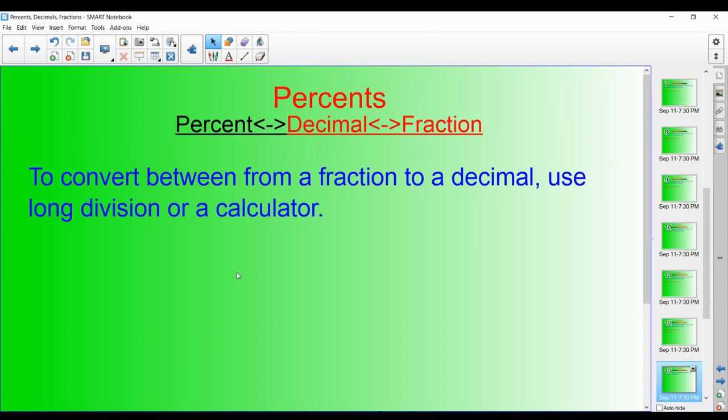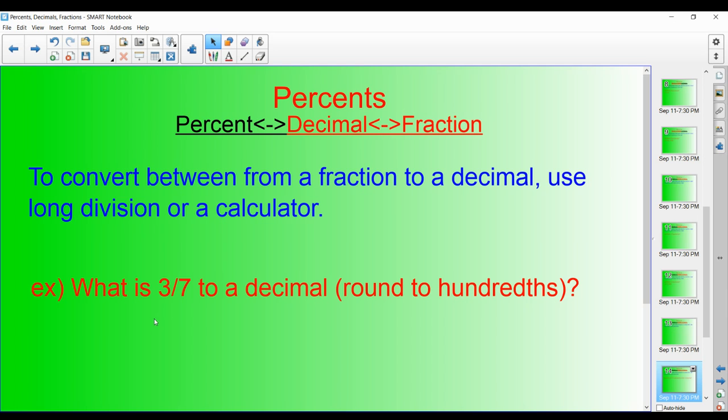Now, to go from a fraction to a decimal, if we can read it, if it's tenths or hundredths, we can write it. But I would just say use long division. Your calculator can probably take care of this. So 3/7 is 3 divided by 7, which is 0.428.